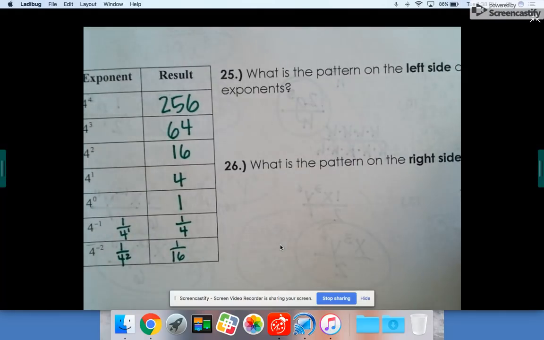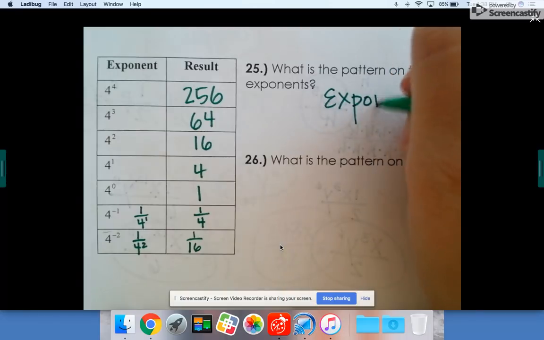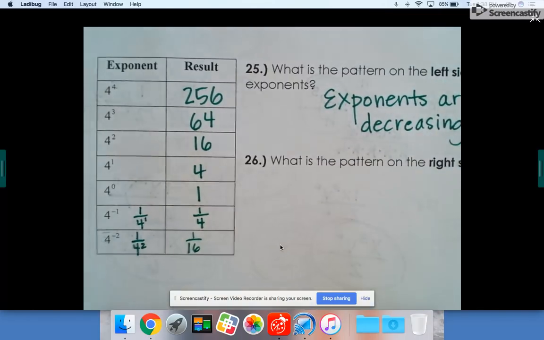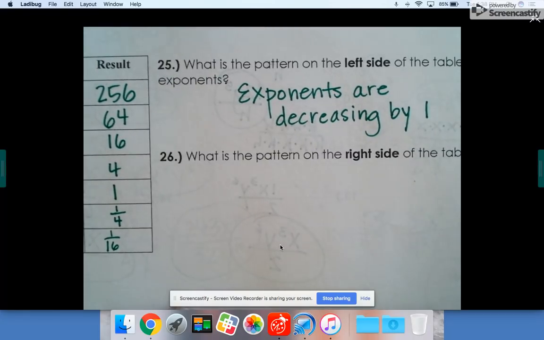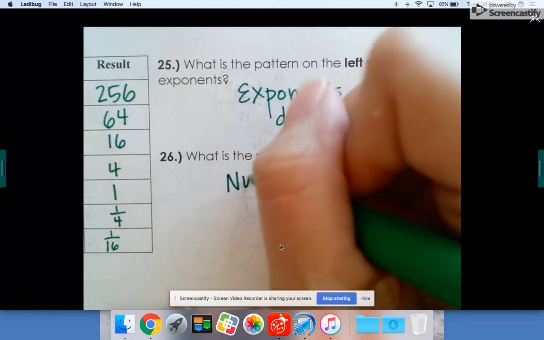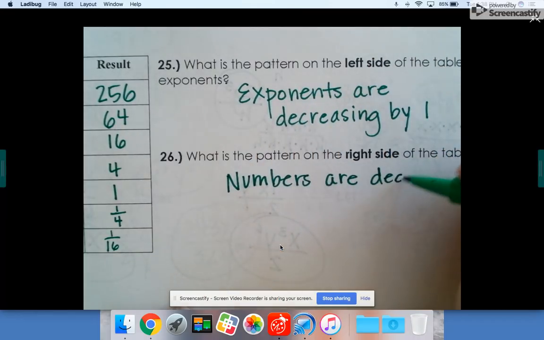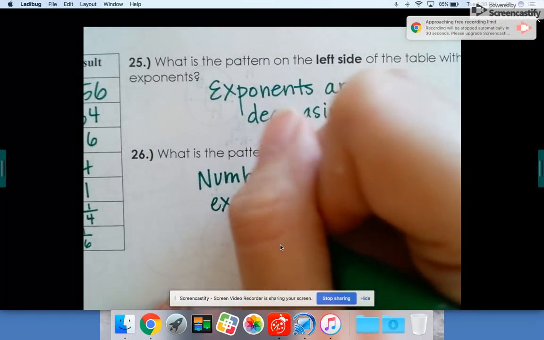So the pattern on the left side is exponents are decreasing by 1. And then the pattern on the right side is numbers are decreasing. They're decreasing exponentially. That's a word we'll talk more about. Decreasing exponentially by 4.